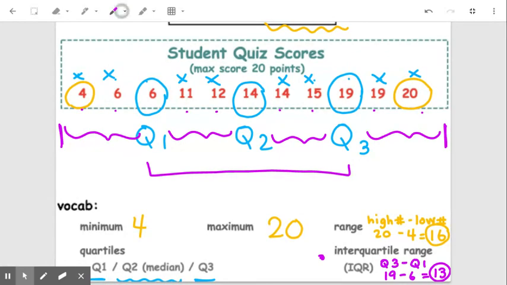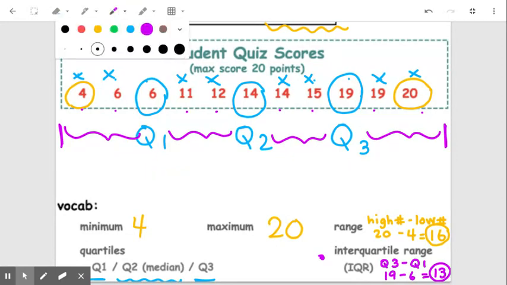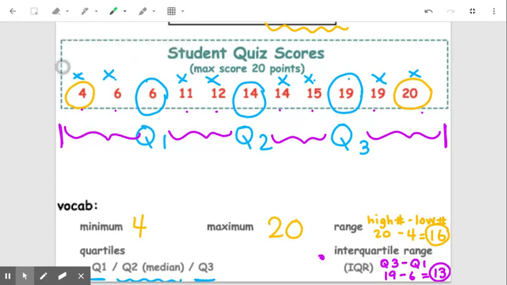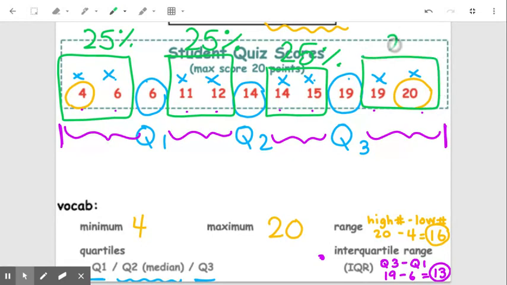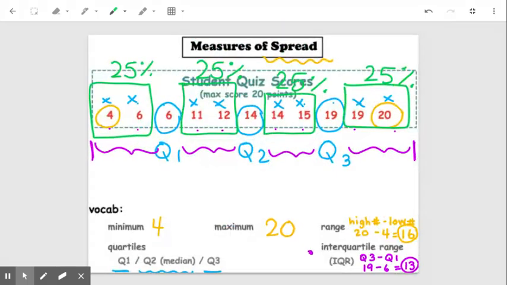One other thing I want to point out is that because we have this divided into quartiles, quarter meaning a fourth, I know that this section right here represents 25% of my data. It's a fourth of it. Right here is 25% of my data. Right here is 25% of my data. And right here is 25% of my data. So you can see that each section represents the same amount. Okay? So what we're going to do is look at another example.